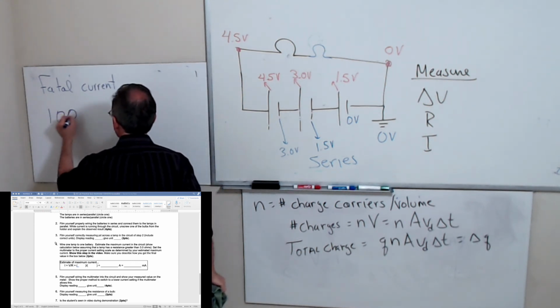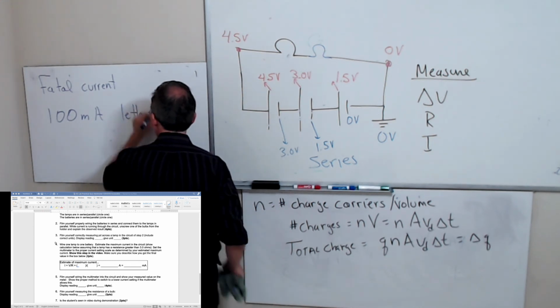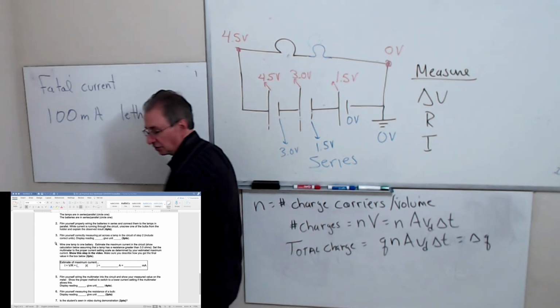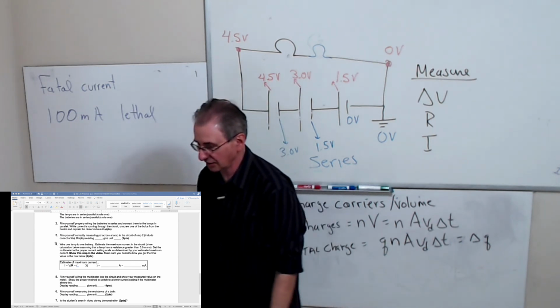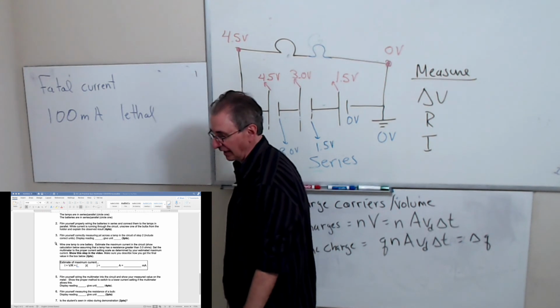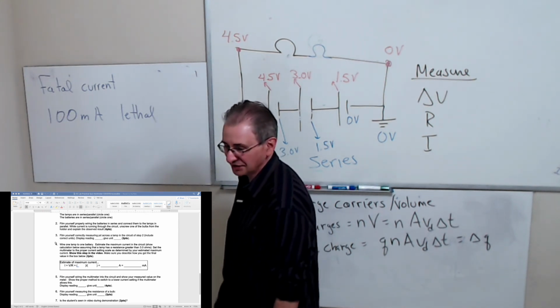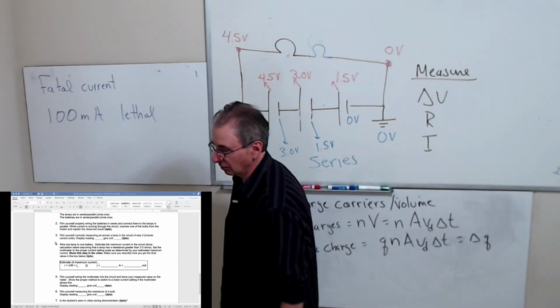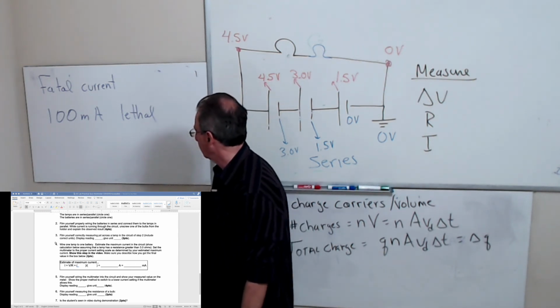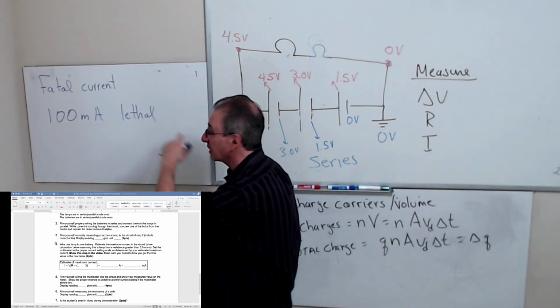100 milliamps is lethal. So in your lab this semester, you don't have anything that's going to give you 100 milliamps through your body. So these are safe labs. We wouldn't have you do take-home labs with unsafe voltages. The voltages are going to be low. You're not going to get electrocuted. Okay. But anyway, 100 milliamps is lethal.